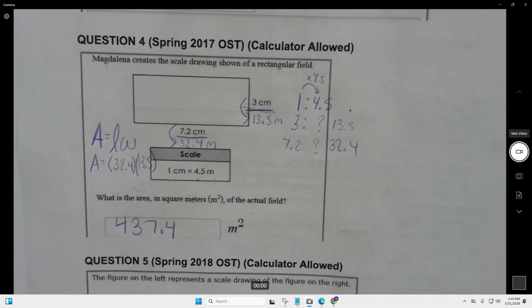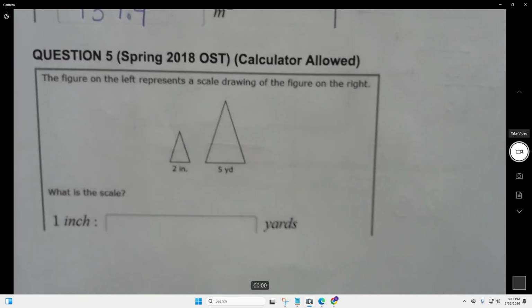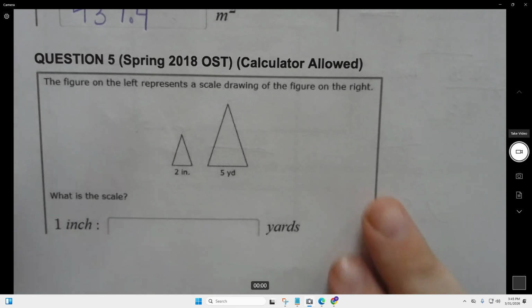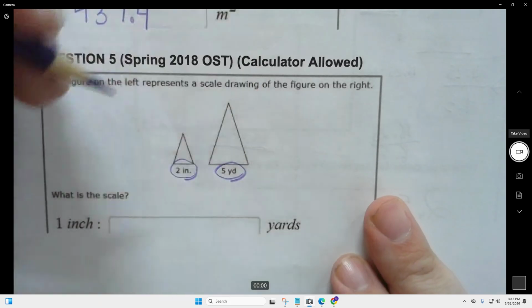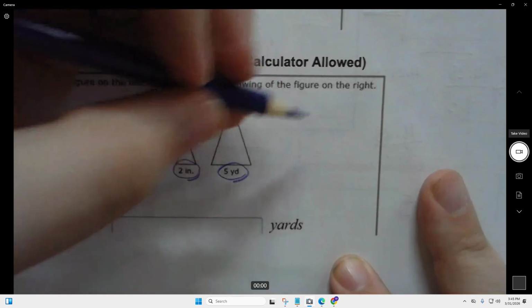All right. Let's move to question 5. Once again, calculator allowed. The figure on the left represents a scale drawing of the figure on the right. What is the scale? So remember, we're comparing like sides, so 2 inches to 5 yards. This is asking what's the scale, 1 inch to how many yards?